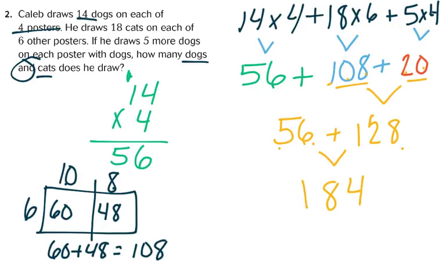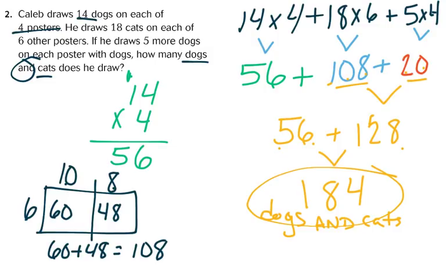So how many dogs and cats does he draw? He draws 184 dogs and cats. Okay, really long problem, lots of stuff going on, 18 and 6 and 5 more on each poster with dogs, so lots and lots of things going on. The way to work these problems out is to step by step by step work each piece out.